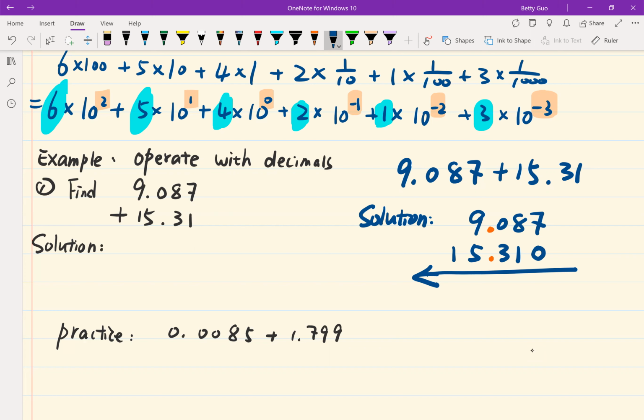So for this place, we have 7 plus 0, that is 7, right? And then we see the hundredths. 8 plus 1 is 9. And then we have the tenths. 0 plus 3, that's 3, right? And then we're going to bring down the decimal point. And we have ones.